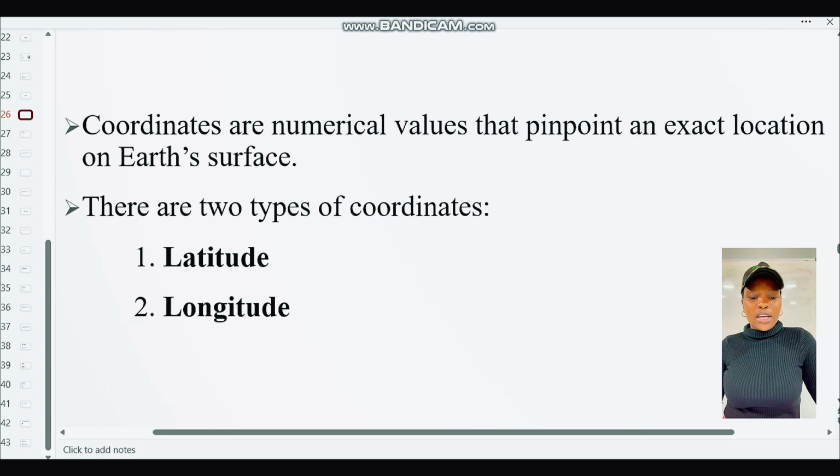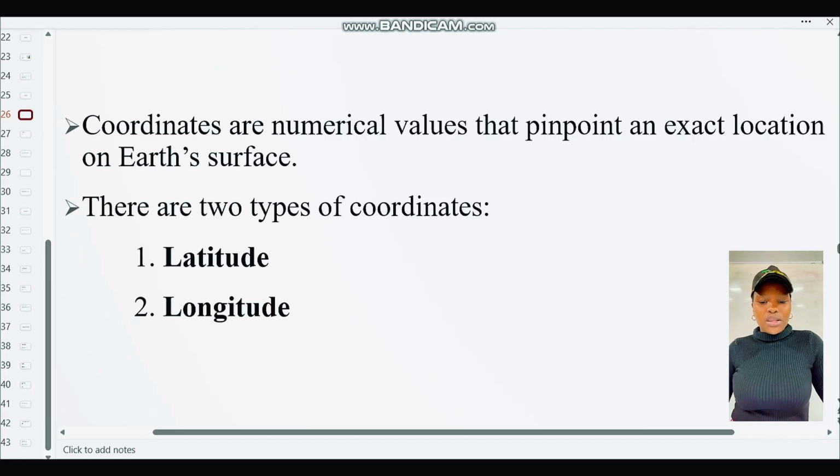Let us now move on to coordinates. Coordinates can be defined as numerical values that pinpoint an exact location on Earth's surface. They are divided into two different types. We have lines of latitude and lines of longitude.